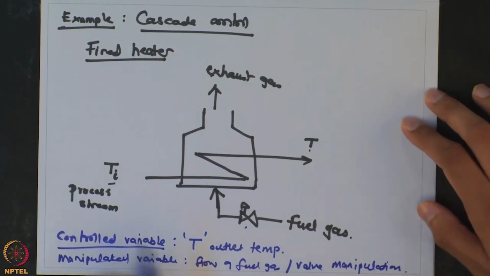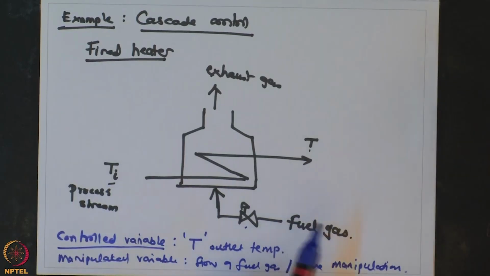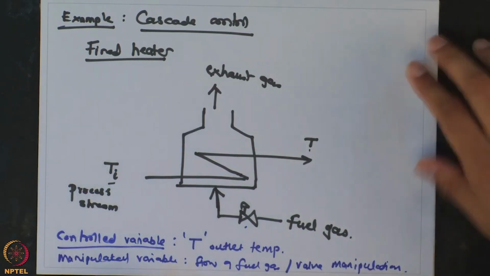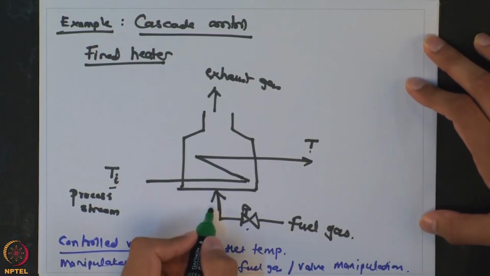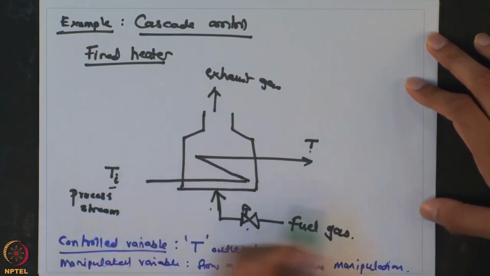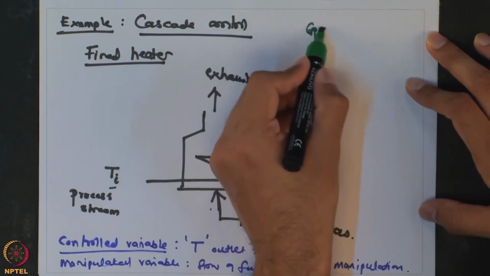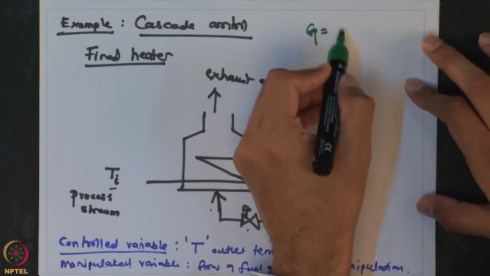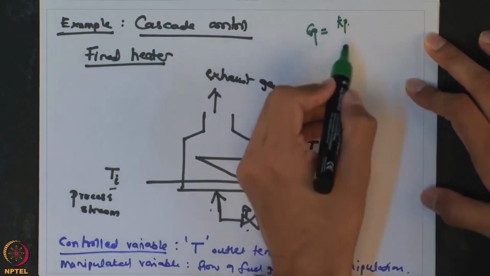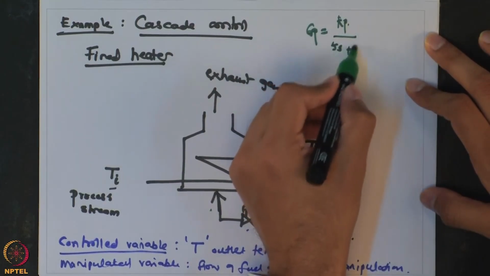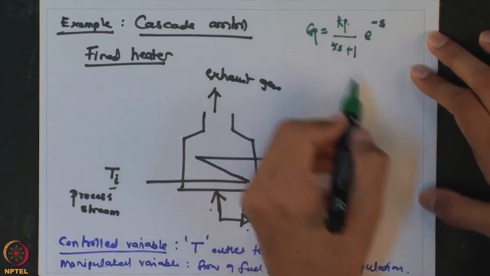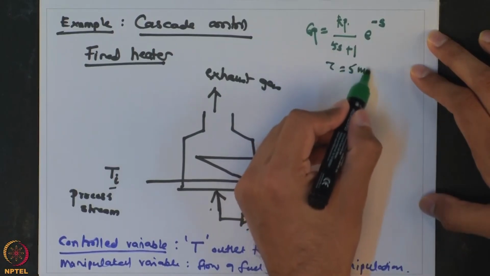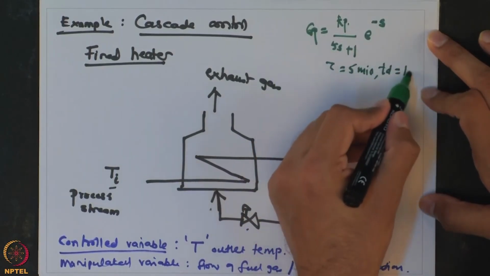Okay. So, for this system, let us consider some example values. Let us say that the transfer function between this flow and the temperature, which is given by Gp, is equal to Kp over 5s plus 1. The time constant is 5 minutes and it has a dead time of 1 minute. So, tau is 5 minutes and dead time is 1 minute.